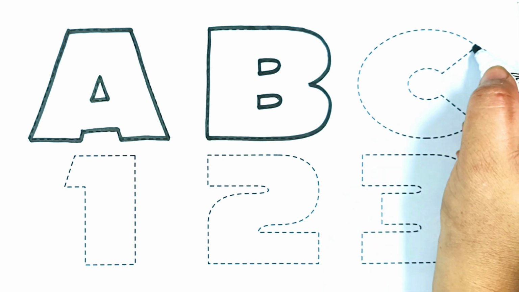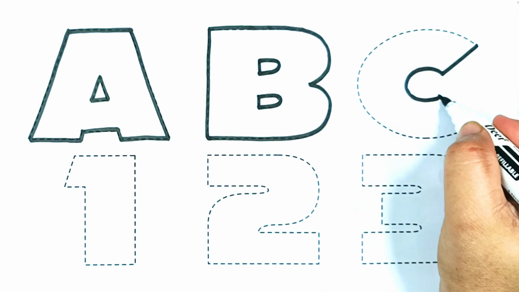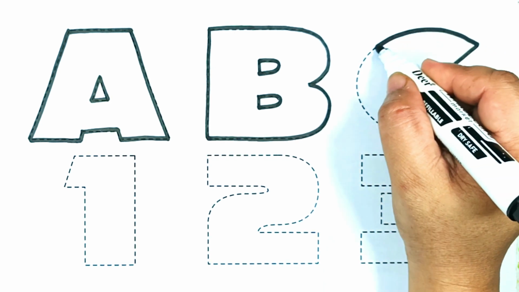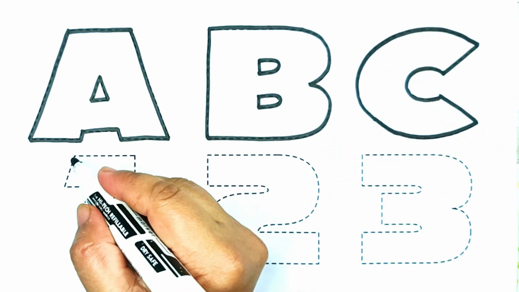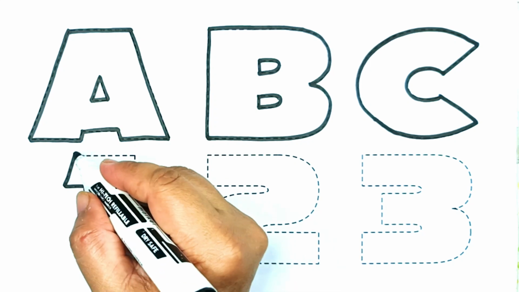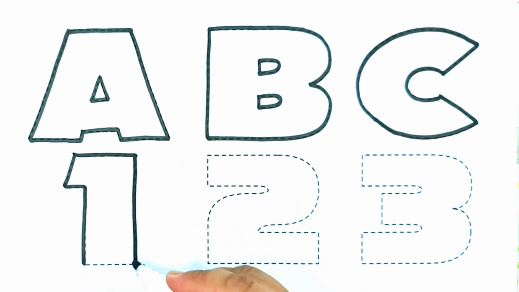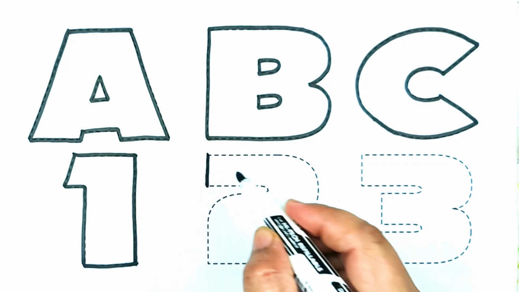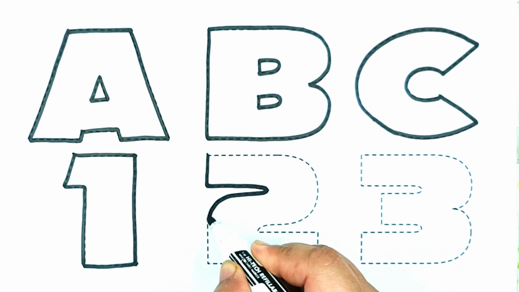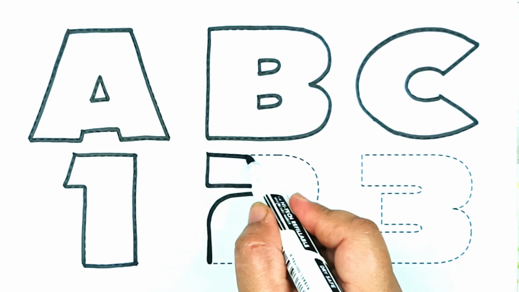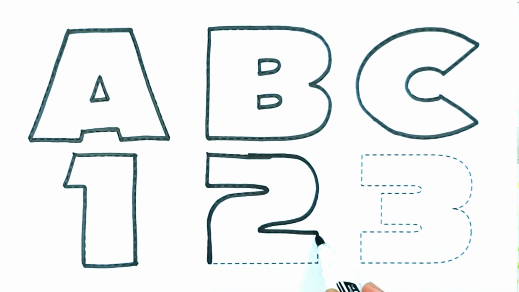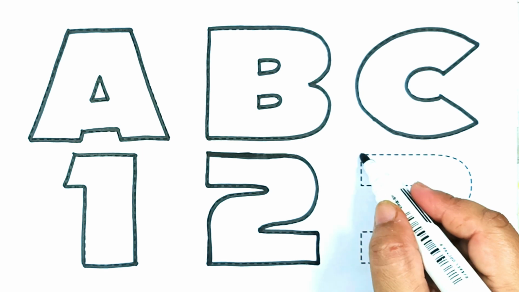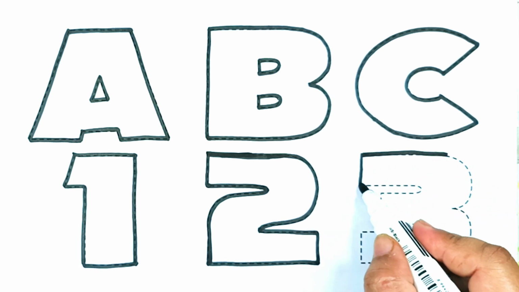B, next time won't you sing with me? C, A, B, C, D, E, F, G, H, I, J, K, L, M, N, O, P, Q, R, S, T, U, V, W, X, Y, and Z. Now I know my ABCs. 2, next time won't you sing with me?